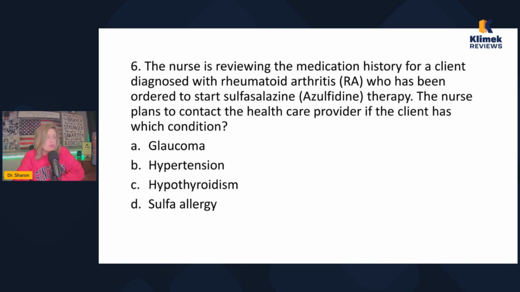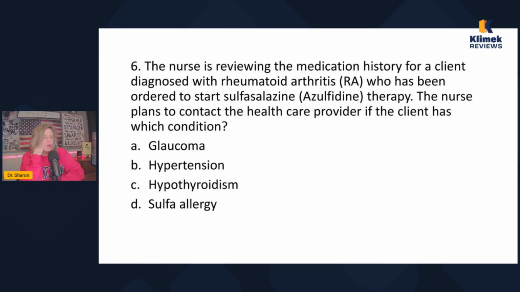6, the nurse is reviewing the medication history for a client diagnosed with rheumatoid arthritis who has been ordered to start sulfasalazine therapy. The nurse plans to contact the healthcare provider if the client has which condition: glaucoma, hypertension, hypothyroidism, sulfa allergy. Okay, the nurse is reviewing the medication history for RA. They're supposed to start on sulfasalazine. Which one do I have to contact the healthcare provider about?